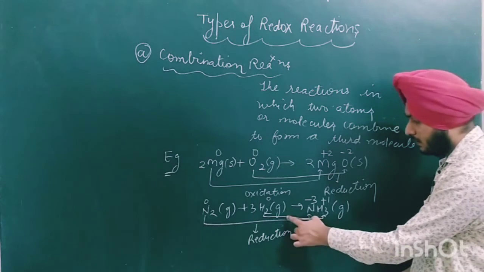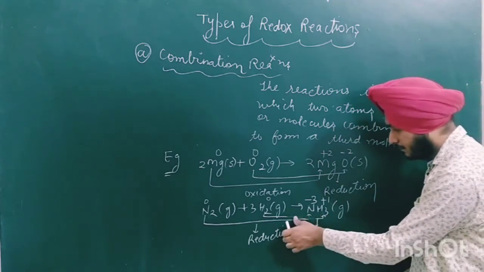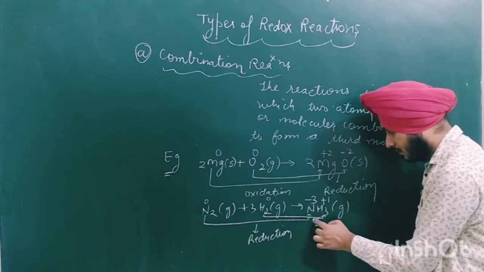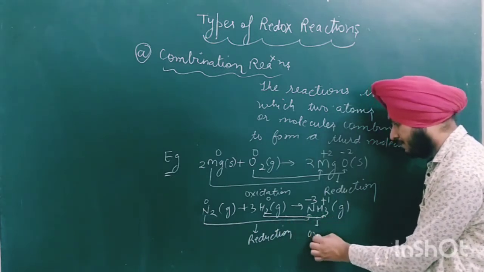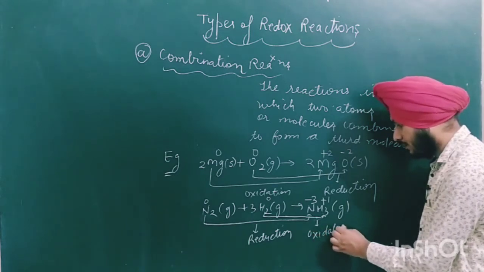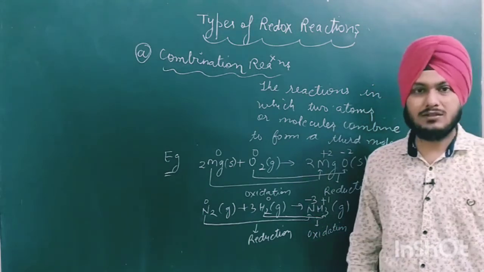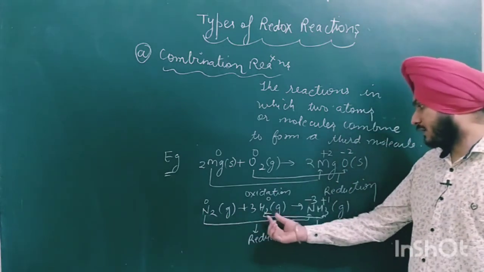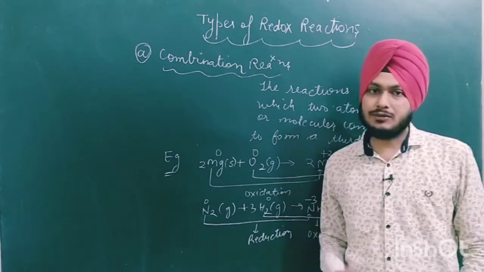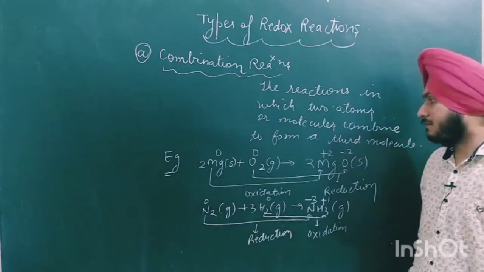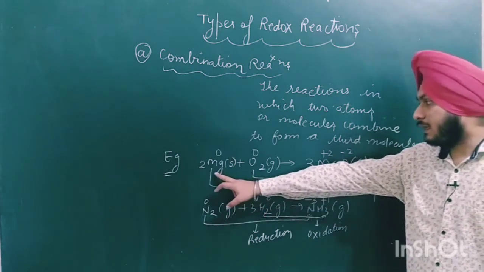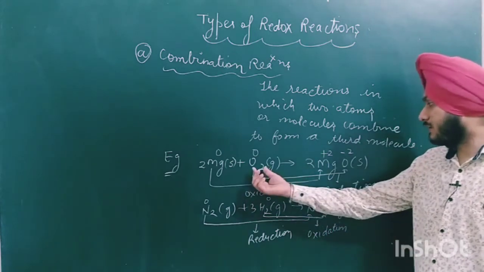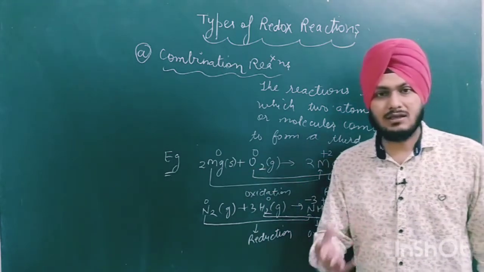Similarly, hydrogen changes from 0 to +1, so here oxidation takes place. The substance which is reduced is known as the oxidizing agent. So here N2 is acting as an oxidizing agent and H2 is getting oxidized, so it is acting as a reducing agent. Similarly, here magnesium is getting oxidized, so it is acting as a reducing agent. Similarly, O2 is getting reduced, so it is acting as an oxidizing agent.